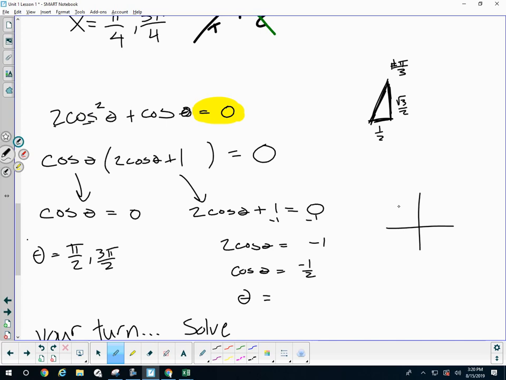But cosine is negative in the second and the third quadrants. So I need the pi/3 here, and I need the pi/3 there. You can start with 3 pi/3, subtracting a pi/3 puts you there, adding a pi/3 puts you there. So 2 pi/3, 4 pi/3. Those 4 angles will be solutions for this equation, which is pretty cool.